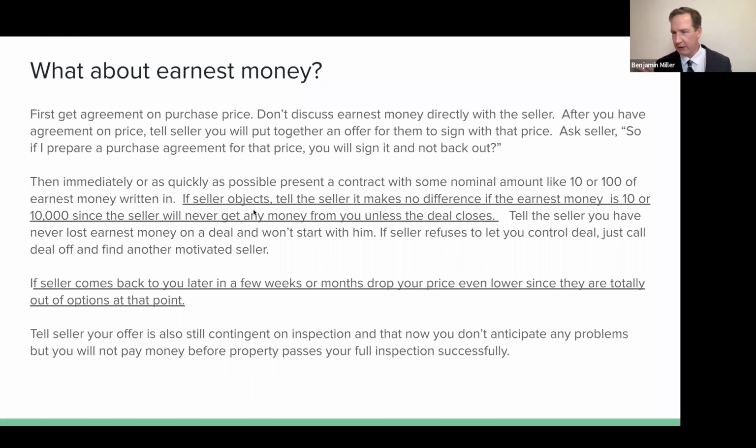You want it to have a little value, because technically you may not have a real contract if there's not earnest money. So you want to put in 10, or you want to put in 100. So that would be what you would write in on the contract.